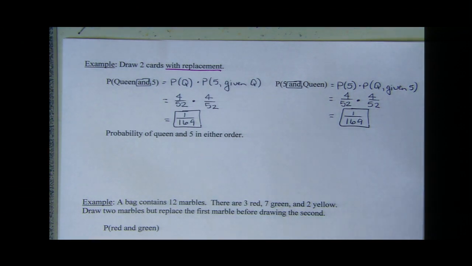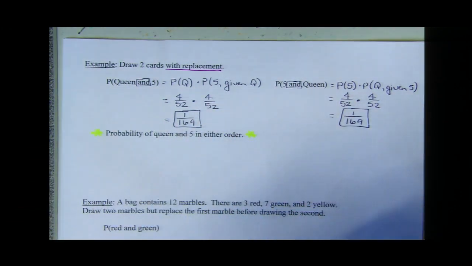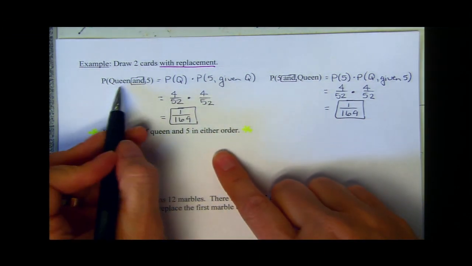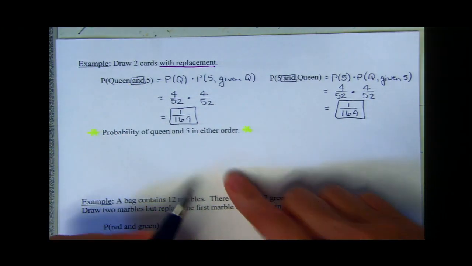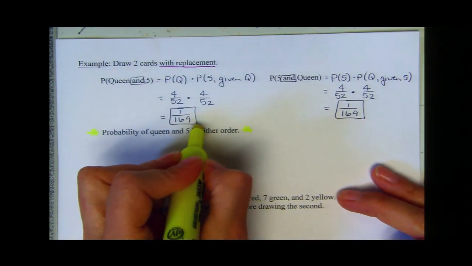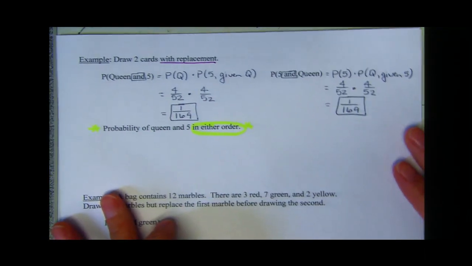Now, this question right here, I see it every semester cause students problems, so be very careful of this. It reads, what is the probability of queen and 5 in either order? A lot of times, the majority of the time, I get that answer to be 1 over 169 because they see queen and 5, 1 over 169, and they give me that as the probability. But because it says in either order, here's what that actually means.